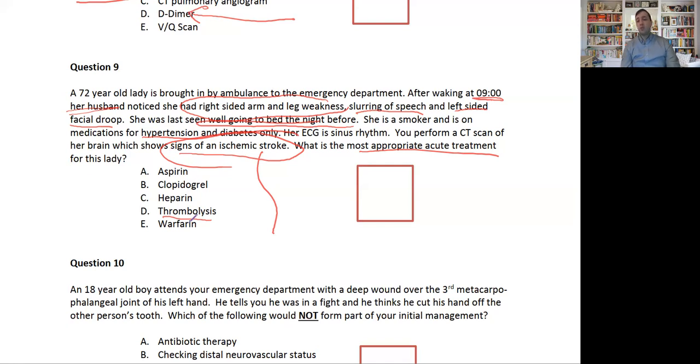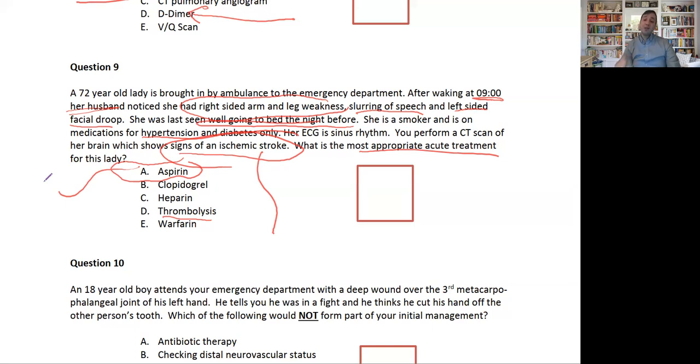Why? Because when you start the patient on warfarin, the patient will have a transient hypercoagulable state because of the inhibition of protein C and protein S. So warfarin is absolutely wrong. As for heparin, clopidogrel, or aspirin, the most appropriate acute treatment here is antiplatelet therapy, and the usual antiplatelet we start with is aspirin. So I think the most appropriate acute treatment for this lady is aspirin at this stage.